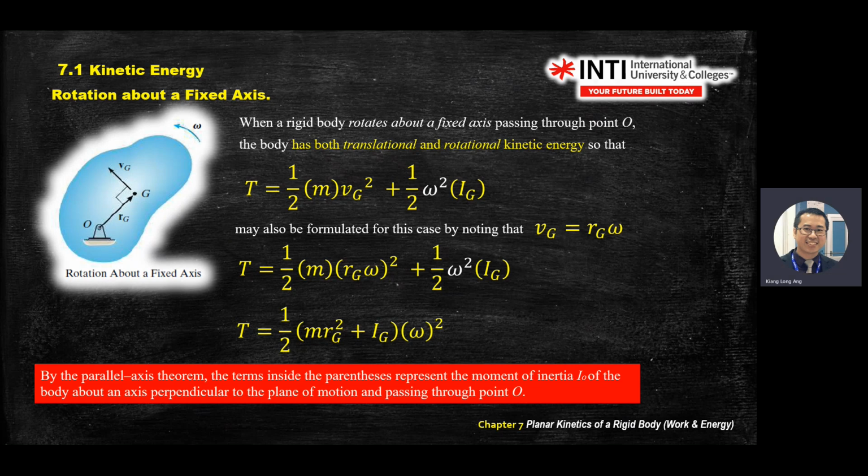So this equation is when you refer from a certain point, from this point, then you get this. The rest you read. We are using the parallel axis theorem. The term inside the parentheses represents the moment of inertia I_O of the body about the axis perpendicular to the plane of motion passing through O. It just means that this is like a paper, this one rotates on the paper and the axis is going up.